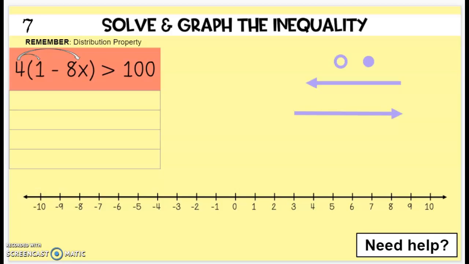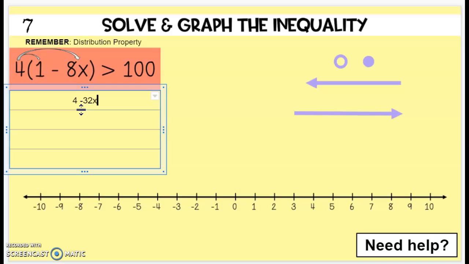All right, so we're going to get you started on problem number 7, which is slide number 10 for multi-step inequalities. You can see that we're going to be distributing the 4 into these parentheses. So 4 times 1 is 4. 4 times negative 8x equals negative 32x, because 4 times 8 is 32, and we had a negative 8 right here. That makes it negative 32x. Then we write our inequality sign, which is greater than 100.